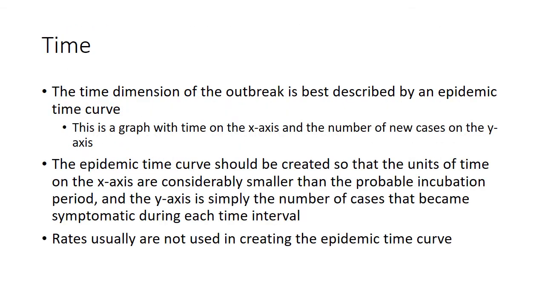So as far as time goes, the time dimension of the outbreak is going to be described by what we call an epidemic time curve. Basically, you're going to see the times on the x-axis and the number of new cases on the y-axis. These curves should be created so that the units of time on the x-axis are considerably smaller than the probable incubation period for the disease. And then the y-axis is just going to be the number of cases that became symptomatic during each time interval.